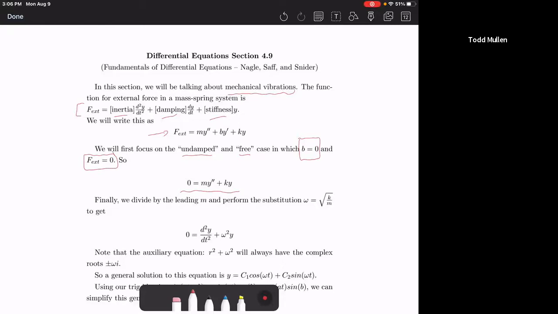Finally, we're going to divide by that leading m and perform a substitution. Omega is equal to the square root of k over m. So this gives us the form 0 is equal to the second derivative of y with respect to t plus omega squared y. And omega is just a constant. We don't have to think of that as another variable because k and m are the stiffness constant and the inertia constant that are provided in the equation.